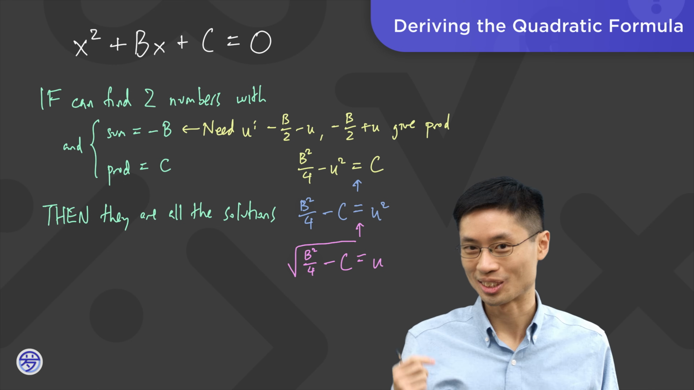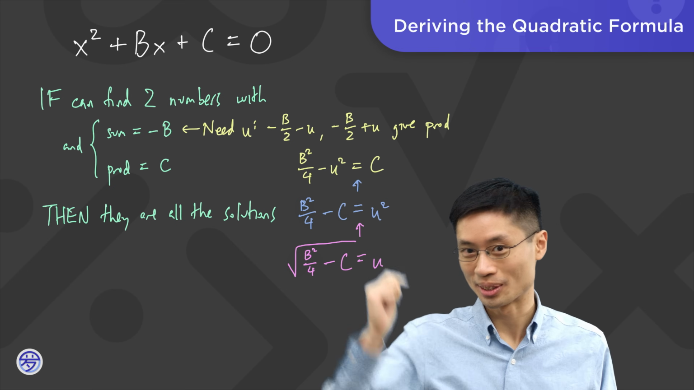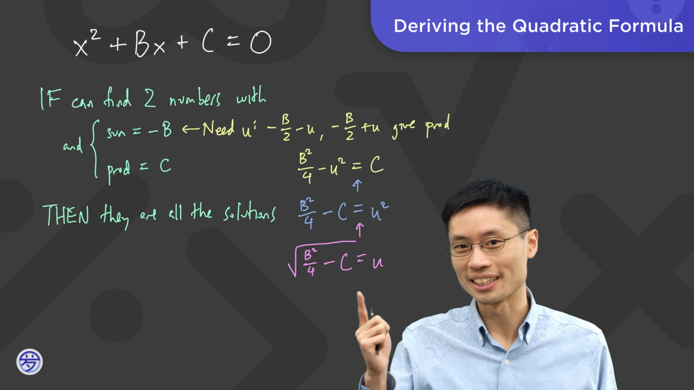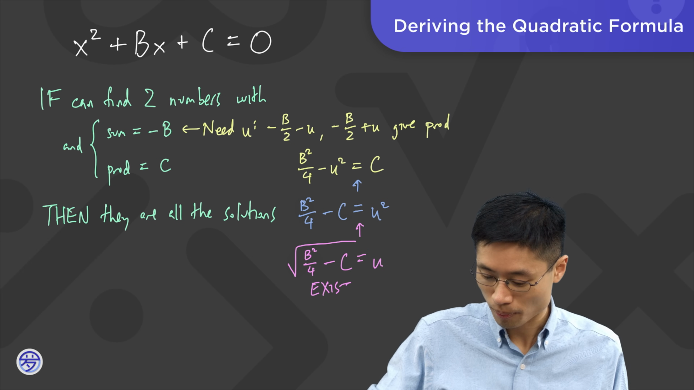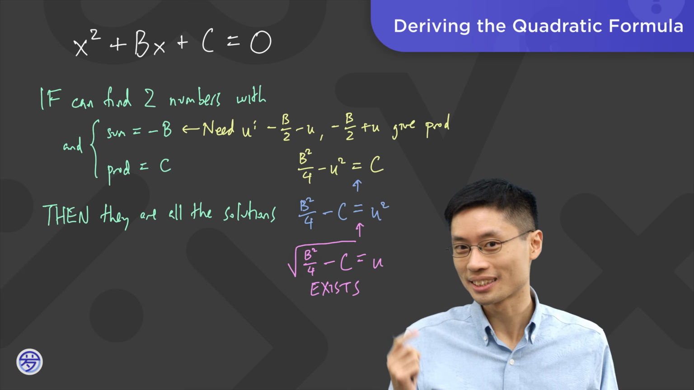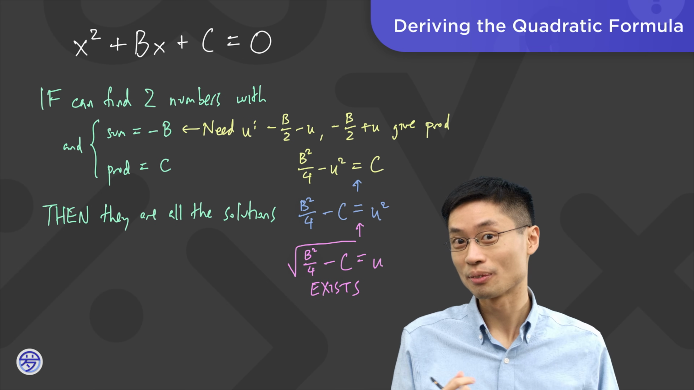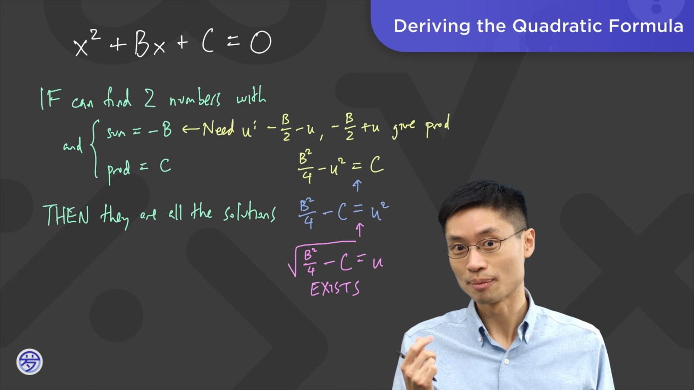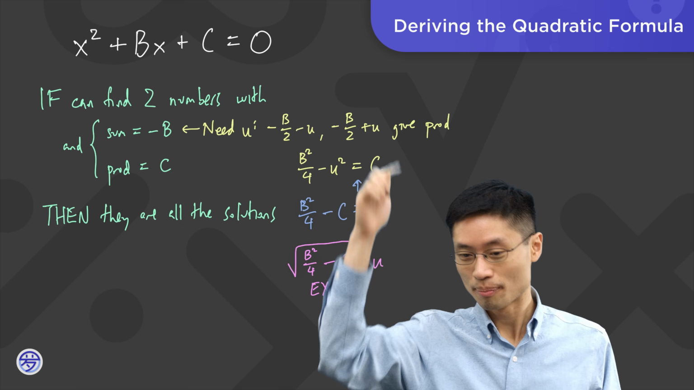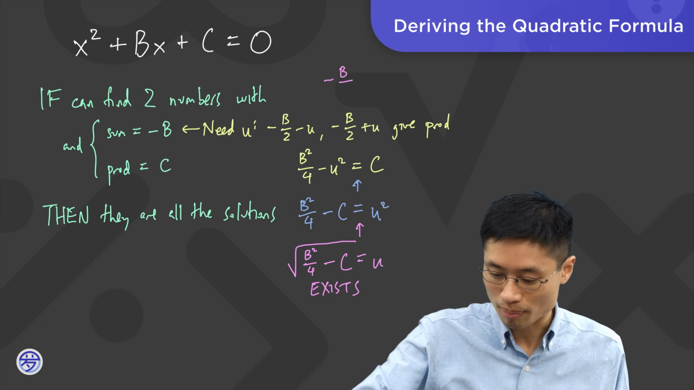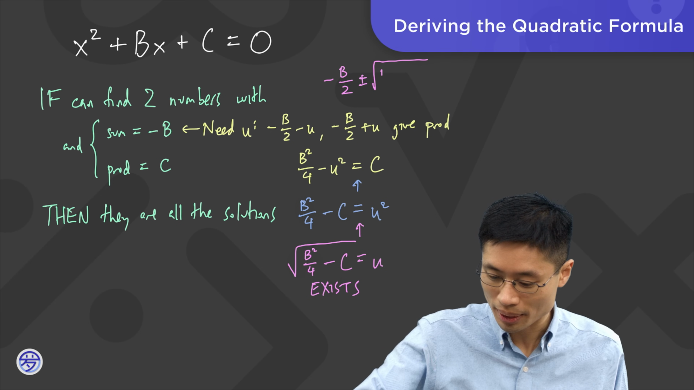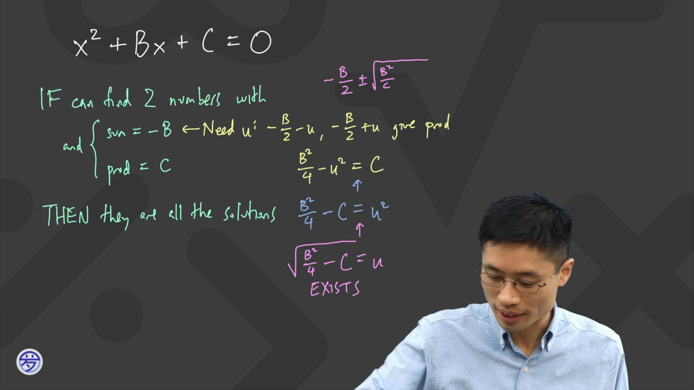That would give me a solution set too, but it would be the same solution set. And the very important thing is that this actually always exists, because no matter what b and c are, I can always take the square root of any number. I might just get an imaginary number. Putting it all the way back up here, I find that my solutions to the quadratic are minus b over 2 plus or minus the square root of b squared over 4 minus c.